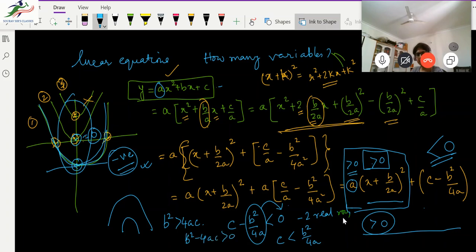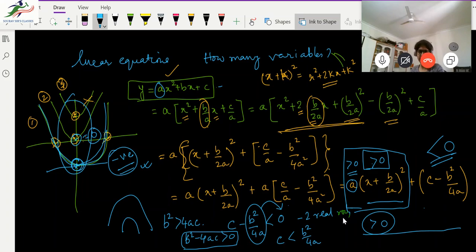You might have gone through this. This is the determinant of the quadratic equation, which has to be greater than 0 for the roots to be real. But this is the logic why it is so, because this point has to be negative, and from there we can derive that b square minus 4ac has to be greater than 0, right?